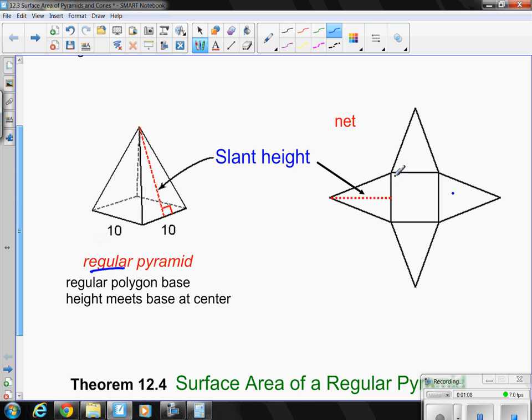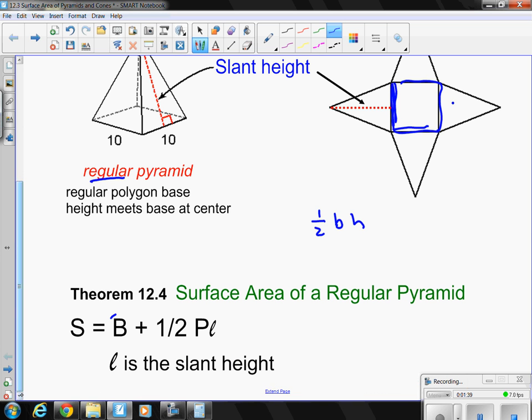So notice the perimeter of the base actually is what's going to matter. The area of a triangle is 1/2 the base times the height, but now these are 4 bases. So if we take the length of the base and multiply it by 4, it's going to end up telling us the perimeter. So it's basically the same thing as if I said 1/2 times 4 times the base times the slant height. This just condenses it down a little bit further.